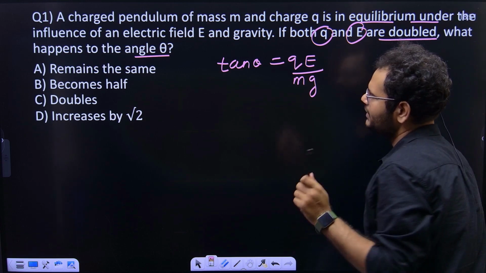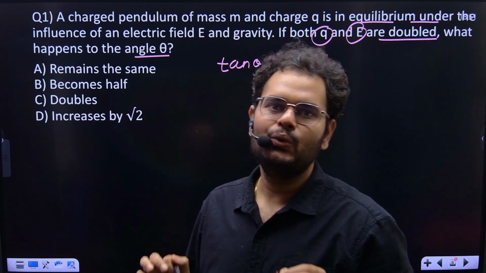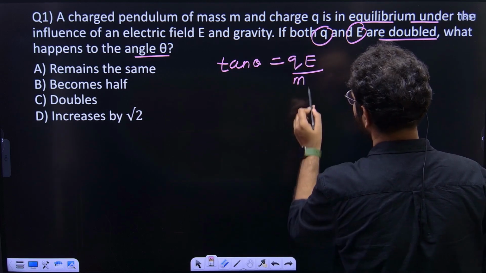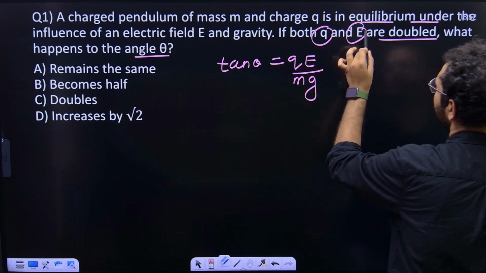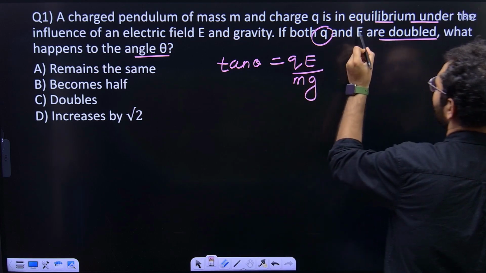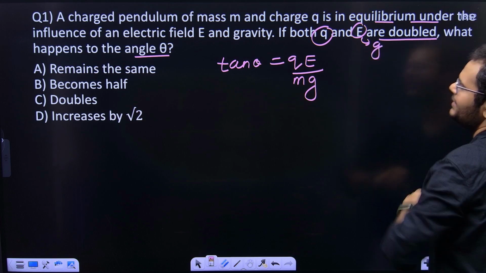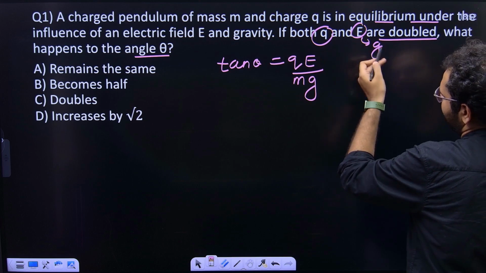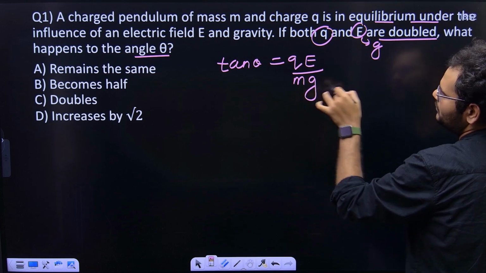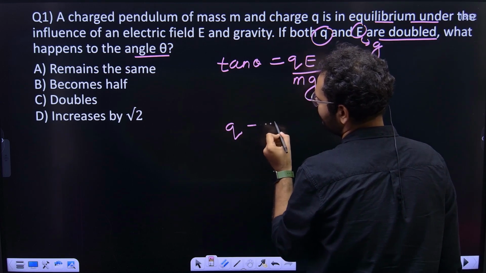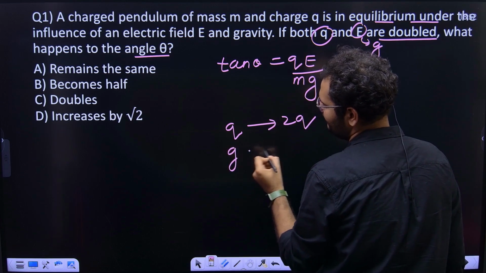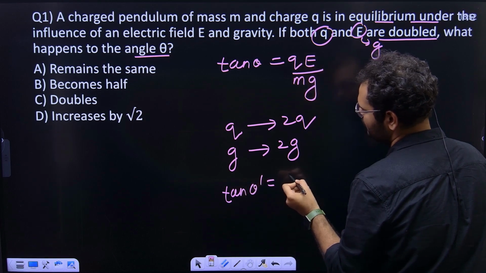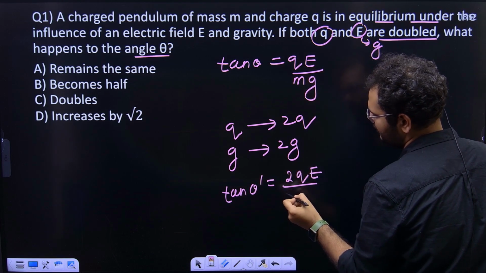Okay, now you tell me one thing. If q and E are doubled, okay, here instead of q and E, I think the correct question is, wait, here it must be q and g. I will change the question a bit, q and g are doubled. If the question was E doubled, I would also tell you the answer. So if q and g are doubled, what will happen? Instead of q, I will write 2q, and instead of g, I will write 2g. So again, my new angle will be what? Tan theta dash is equal to 2QE upon m into 2g.